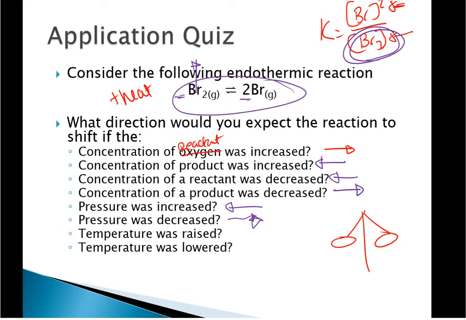Here we have an endothermic reaction. So if we raise temperature, we're adding in reactant. So in order to have a shift, you're adding in reactant, it's going to move to the right. If you lower temperature, it's going to try and make more heat. It's going to try and make more of that reactant, so it's going to make more towards the left.